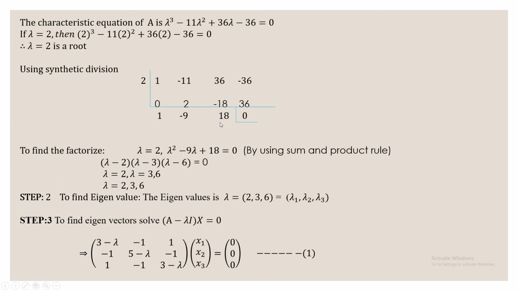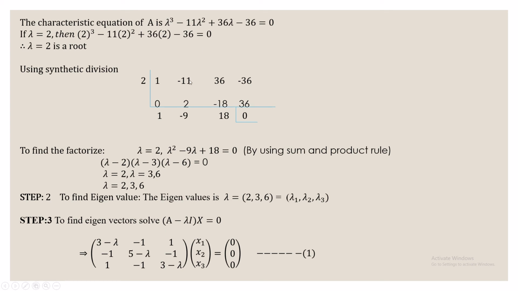1 minus 9 18. So you have to write this 1 as lambda square. You have to reduce the cubic term, convert it into a square term. So lambda square minus 9 lambda plus 18 equal to 0. This equation is an algebraic quadratic equation, so you have to use factorization. Again, this equation you can easily factor.